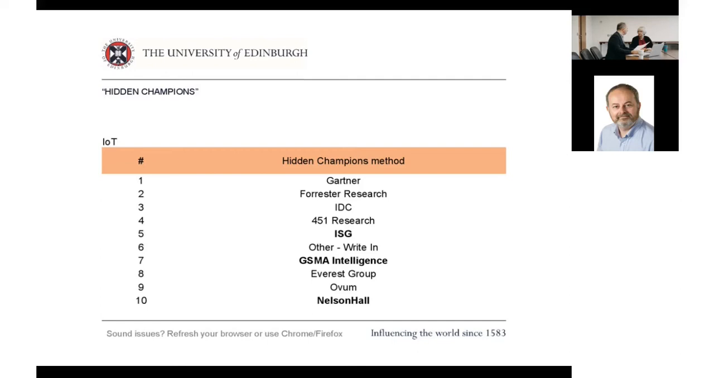Then we see GSMA Intelligence, the research wing of the GSM Association. Obviously, IoT is an absolutely central question for telecommunication service providers. Telcos are the backplate for the development of many IoT businesses, and of course many major enterprises are becoming telcos themselves, are getting licenses to become communications operators. And then we see Nelson Hall, again, an organization that has been traditionally strong on the services space.